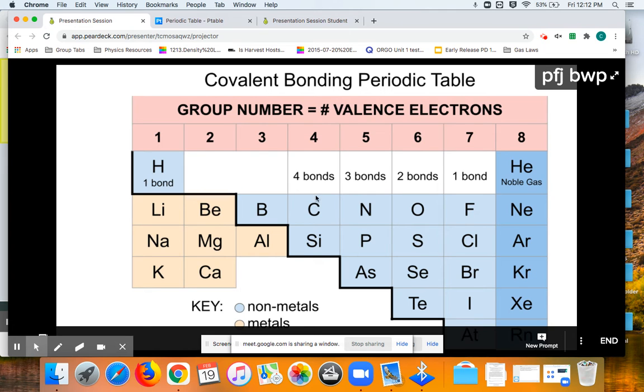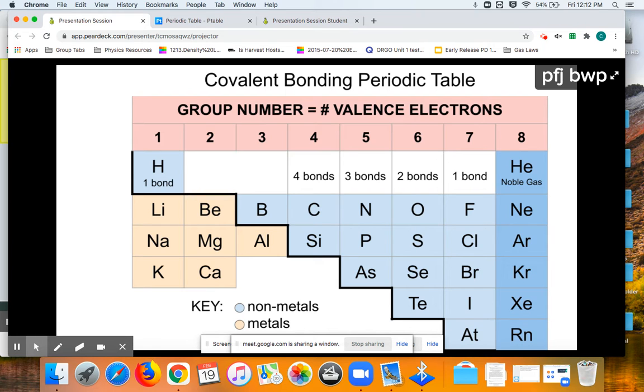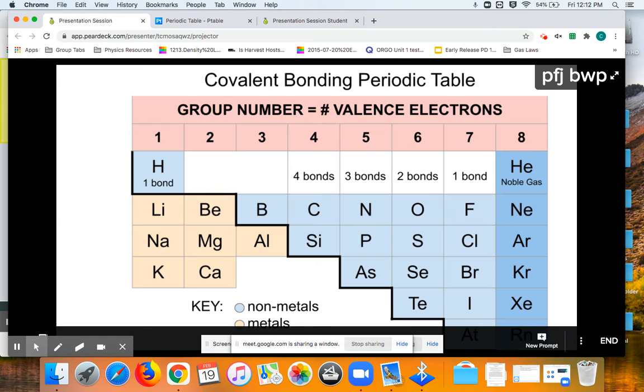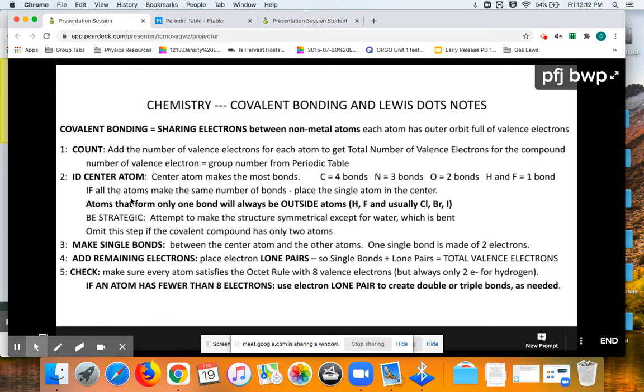So carbon and silicon, they get 4 bonds. So they'll always be in the middle. If there aren't those, but you have N's, P's, or As, those get 3 bonds, so that might be in the middle. These 1-bonded guys, F, Cl, Br, I, and H, those will always be on the outsides because they can only make 1 bond. So that is that.